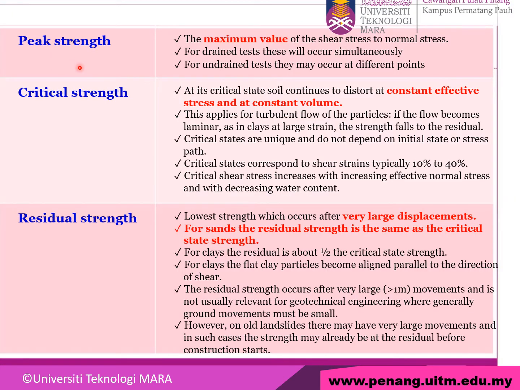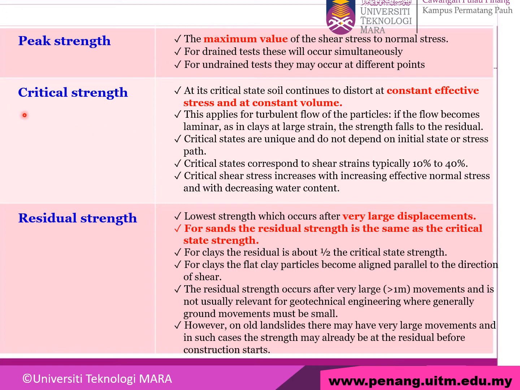Alright guys, now we look at the peak strength, critical strength, and residual strength. So what is the difference? First, peak strength is the maximum value of shear stress. For a drained test, it will occur simultaneously. For undrained, it may occur at different points. But you have to know that this is the maximum value.